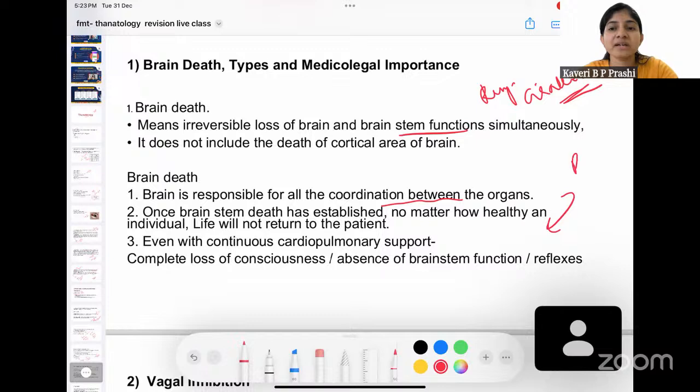That is why whenever brain death is suspected in a person, you might look at the person and he might look absolutely healthy. You might feel like he's completely normal. He might just get up and walk the next day. But because his brain is dead, no matter what you do, he cannot become normal. That is why doctors ask their kith and kin to donate the organs so that at least somebody else's life will be saved. Even with continuous cardiopulmonary support, there is complete loss of consciousness and absence of brain function and reflexes. Whatever means you take, there won't be regaining of consciousness. All the brainstem functions and reflexes are going to be absent.